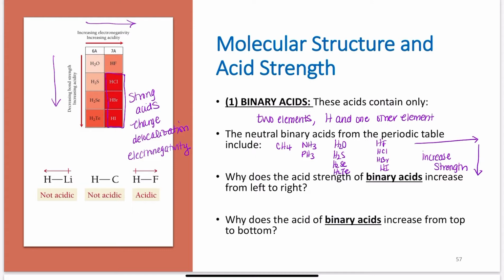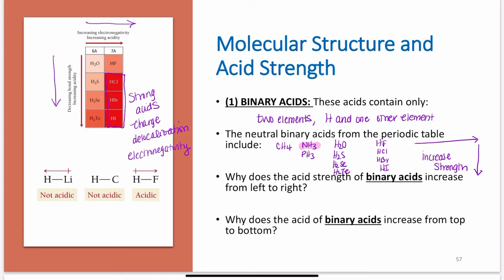Now, some people may say, but ammonia is not an acid, it's a weak base, right? Yeah, technically it could donate a proton. It doesn't like it, which is why it's such a weak acid. It's a better weak base. It doesn't want to give up its proton, but we could make it. That's why it's increasing as we go across and down.